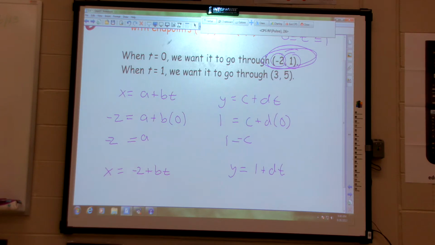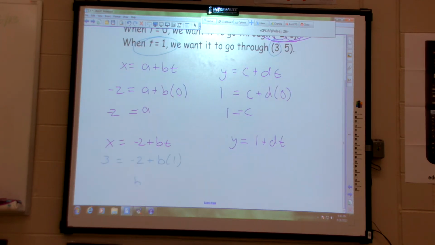Now I'm going to repeat the process. When I plug in t is 1, I want my x to be 3 now. You follow that? Yes. When I plug in 1, I want the x to be 3. So that tells me b must be 5. Likewise over here, when I plug in 1 for t, I want the y to be 5. So that means d must be 4.